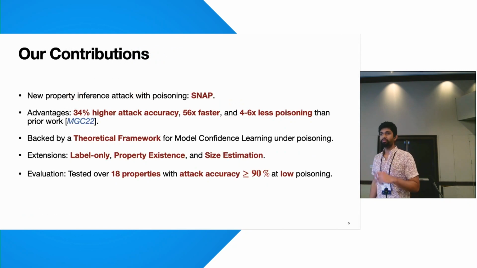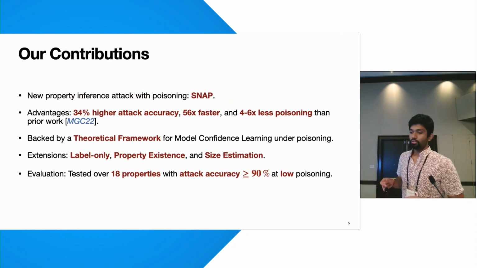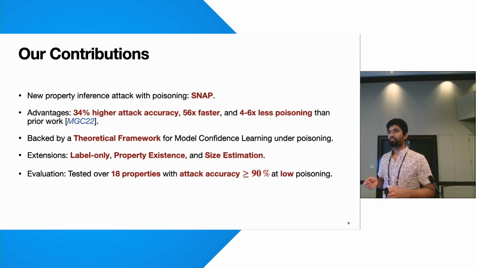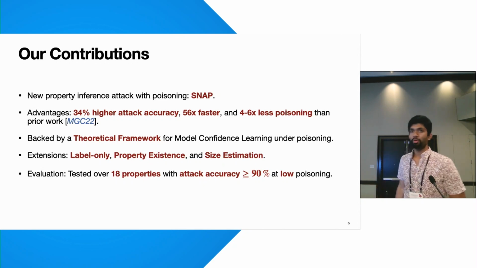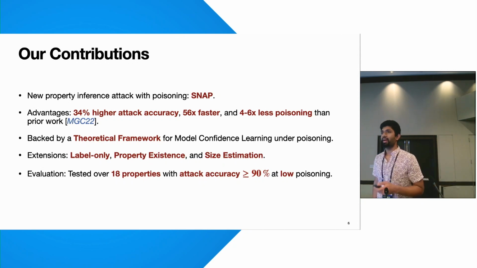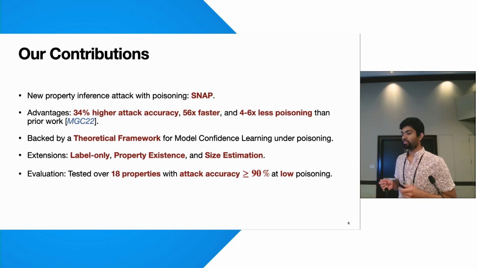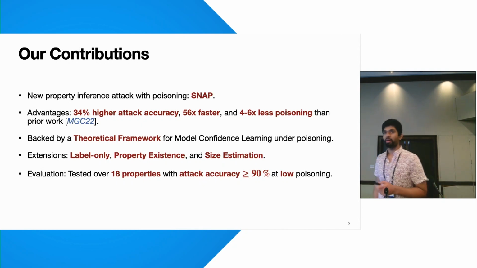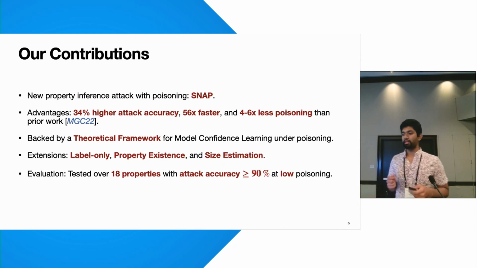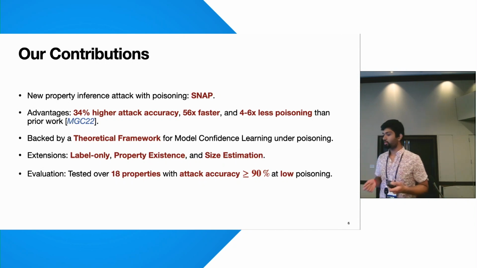So how do we circumvent these limitations? We propose a new property inference attack called SNAP, which has a much higher attack accuracy, is much faster, and requires much less poisoning than the prior work. We additionally provide a theoretical framework which explains the effectiveness of our attack.